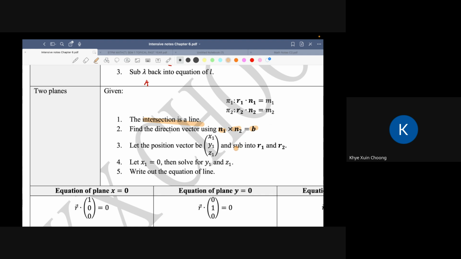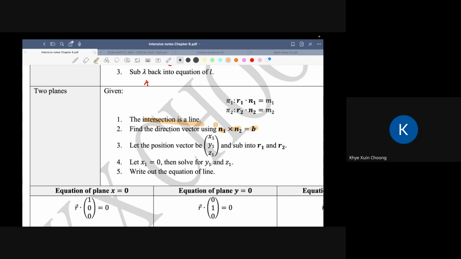Why must it be normal to both normal vectors of the planes? Because for the intersection line, you need to know that the line is lying on both planes, right? If the line is lying on the plane, it means that the line is normal to the normal vector. Now it is lying on both planes, it means it is normal to both normal vectors. So you just use n1 cross n2, you will get the direction vector of the line.